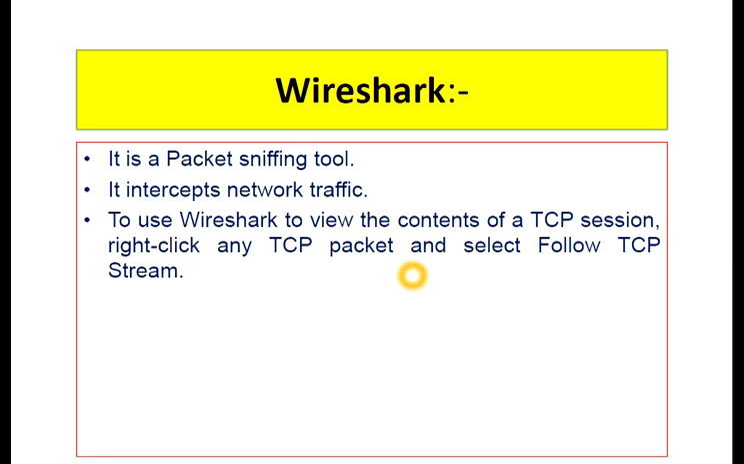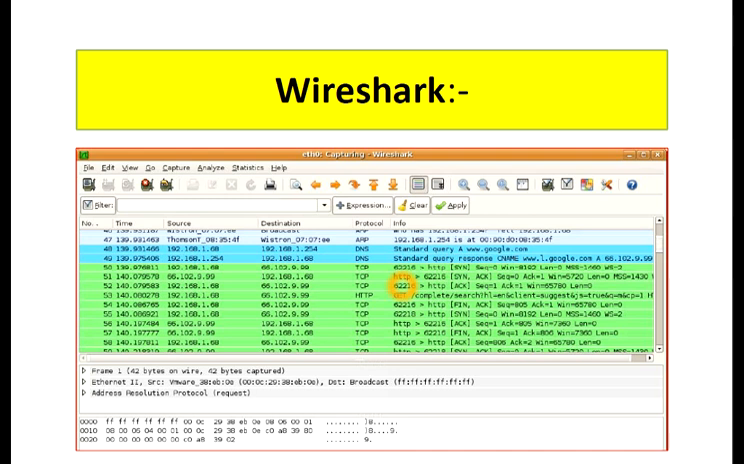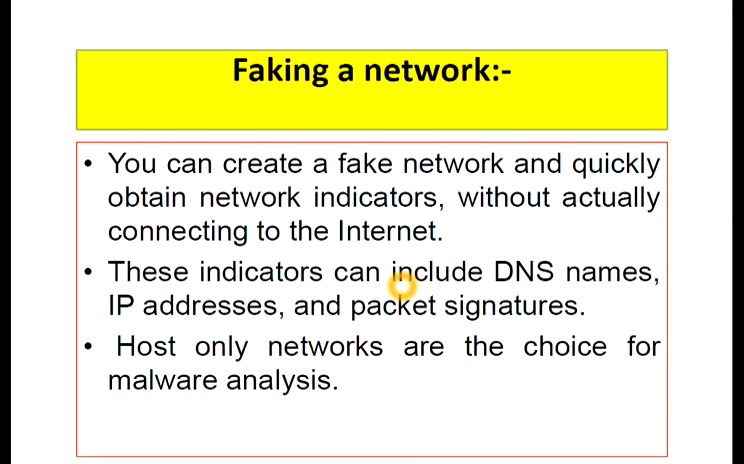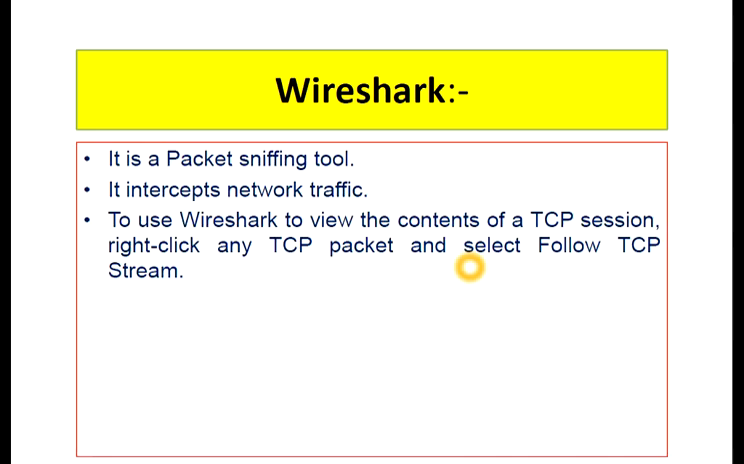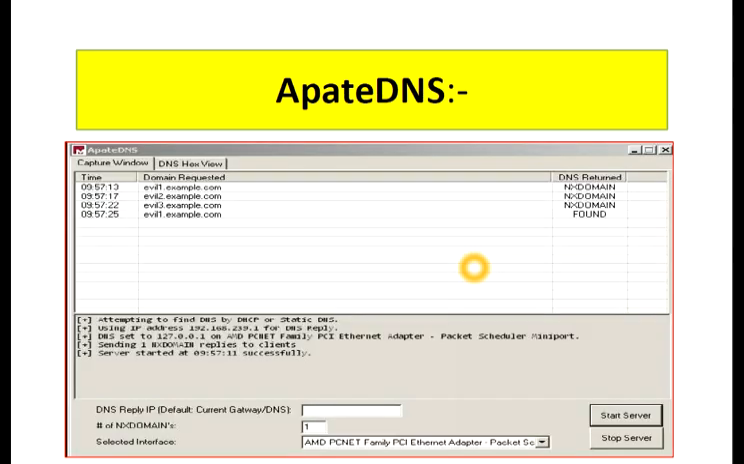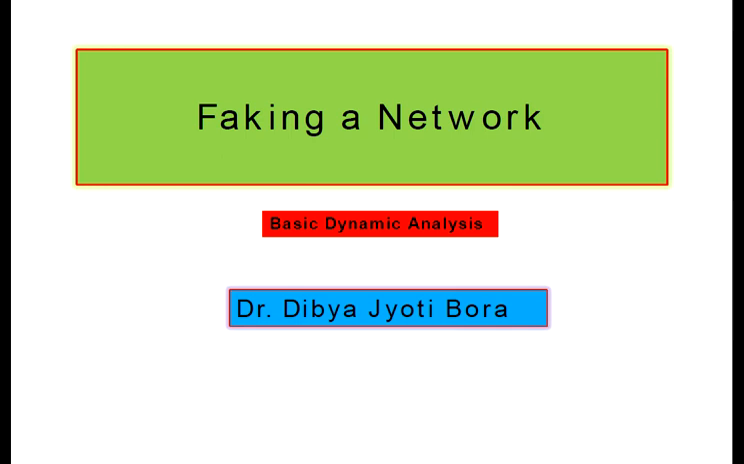So these are the different tools by which you can do one thing. What is that? Faking a network, usually to avoid detection of your network during the malware analysis. I hope you have got the use of these terms I have described today. Coming to the end of this lesson on basic dynamic analysis of malware, I hope you have got every topic I discussed through this lecture series.